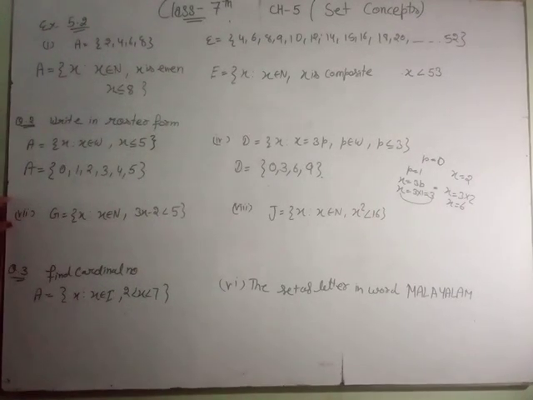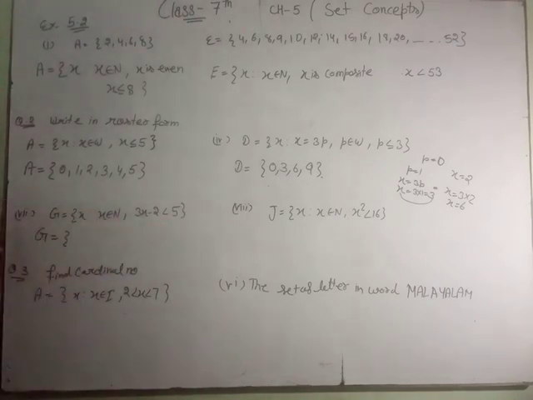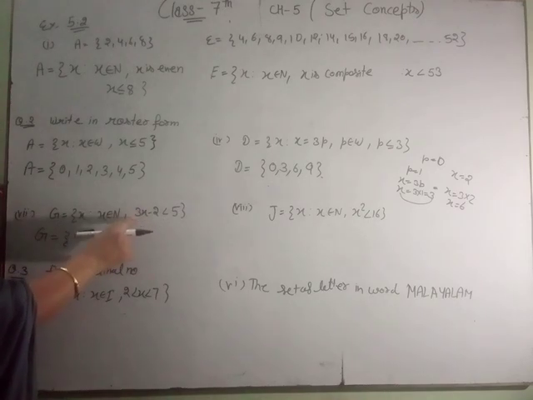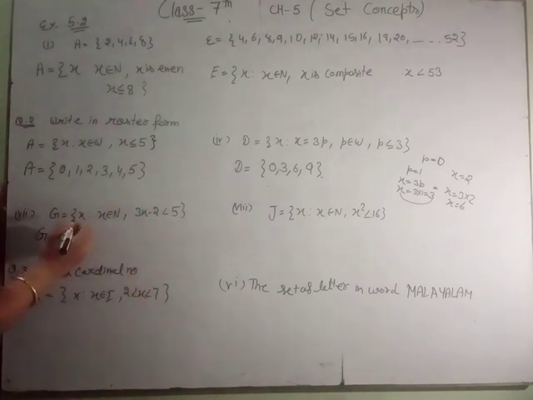Next is the 7th question. G: x belongs to N and satisfies this condition. Then we set G equal to those x that belong to natural numbers and satisfy this condition. So if we take 1 in place of x, then 3 into 1 is 3, 3 minus 2 is 1, and 1 is less than 5. That condition is satisfied. So first we take x = 1.